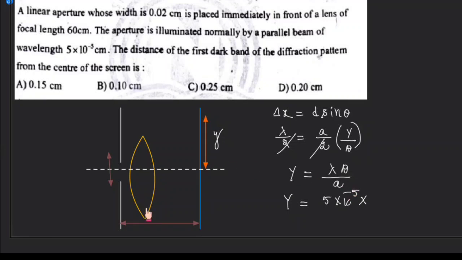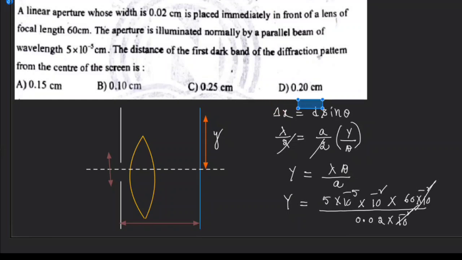What is the capital D here? This capital D, the distance in between, is equal to the focal length of this lens, right? So D can be written as 60 centimeter. So 60 into, here also it is centimeter, 5 into 10 power minus 5 into 60 into 10 power minus 2 by, what is the a here? 0.02 centimeter. Clear? And solve this, you will get 0.15. So that's the answer, and you need to keep all these formulas in mind regarding this diffraction.